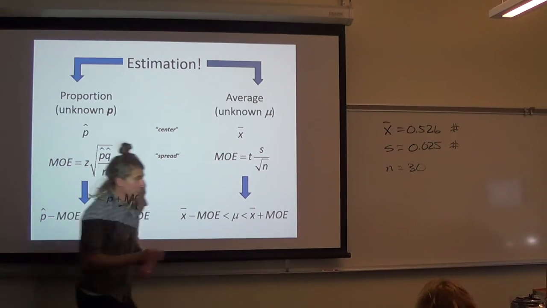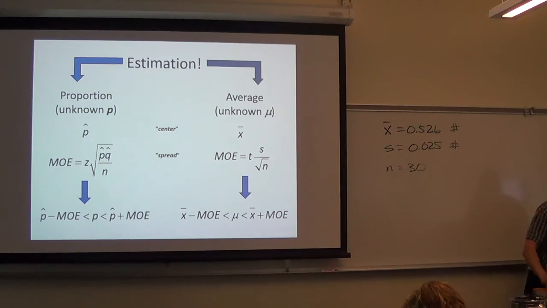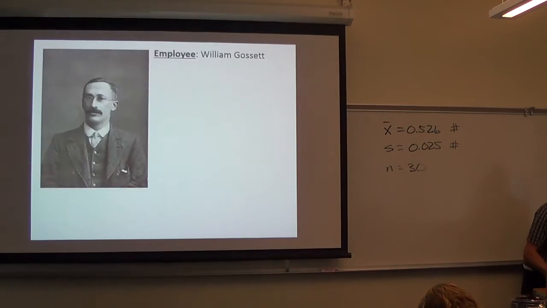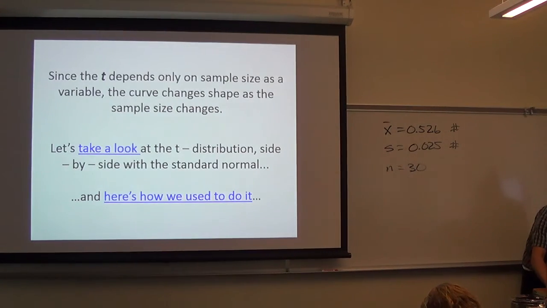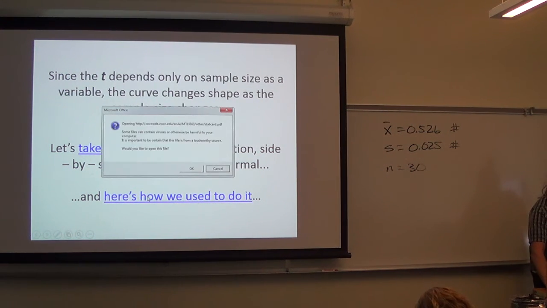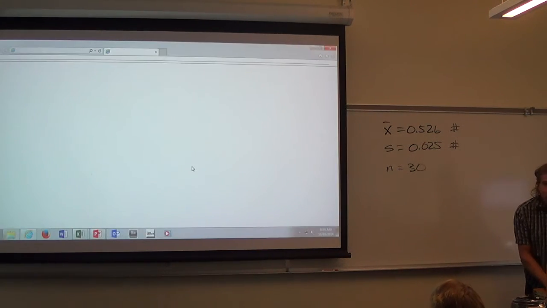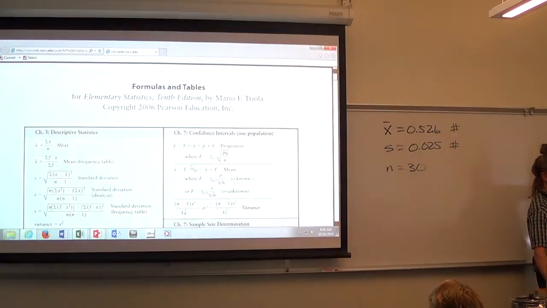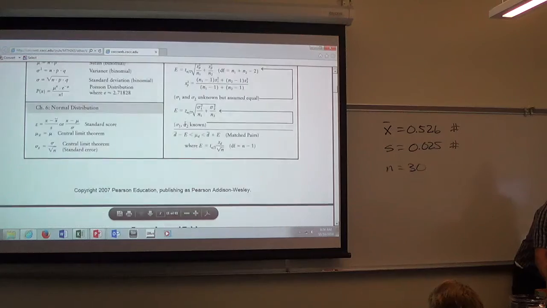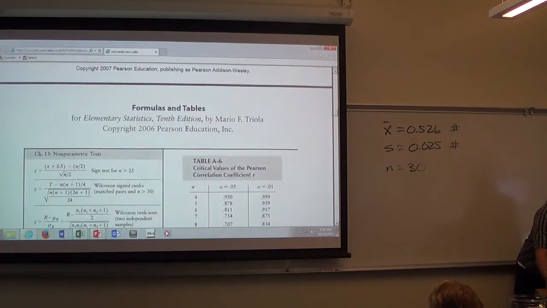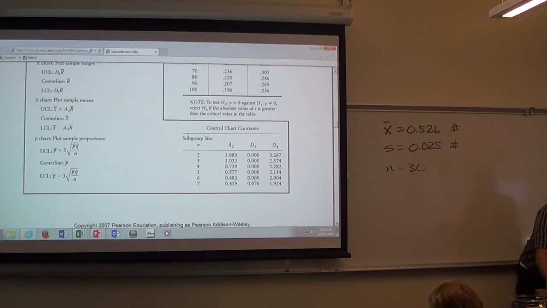Let me see if I can explain why. Well, we did with the Excel spreadsheet, but what I want to do is show you how we used to do this before we had technology. Hopefully this link works. This is called a t-table, a t-distribution table, if it opens correctly. Fingers crossed, that's the right link. Yes! All right.